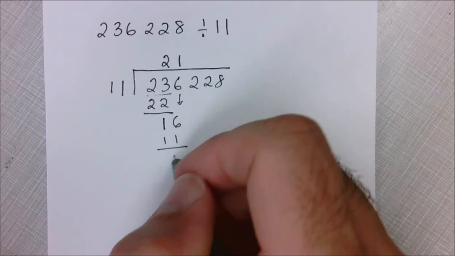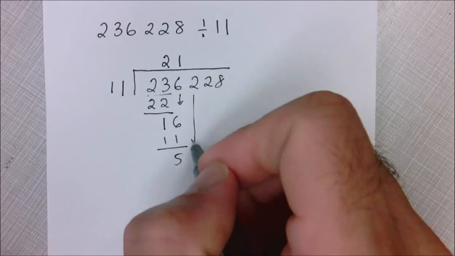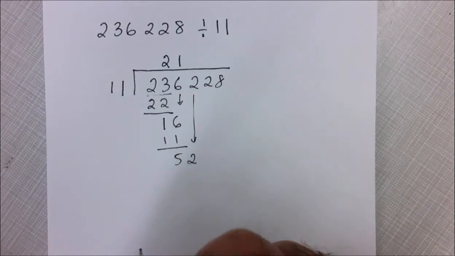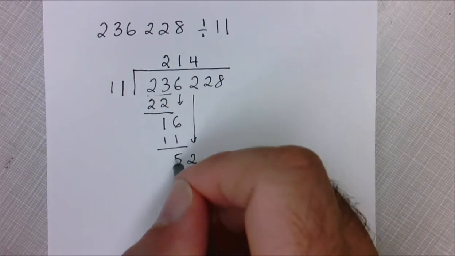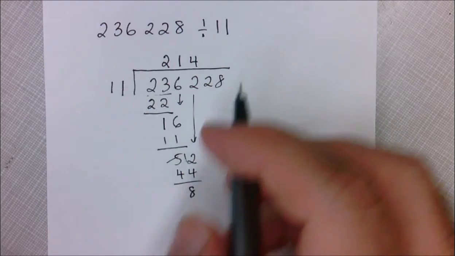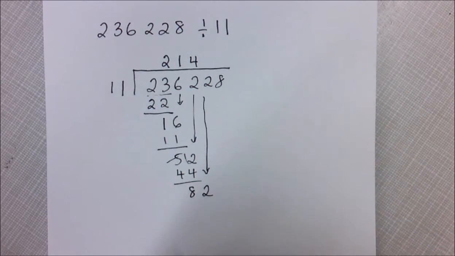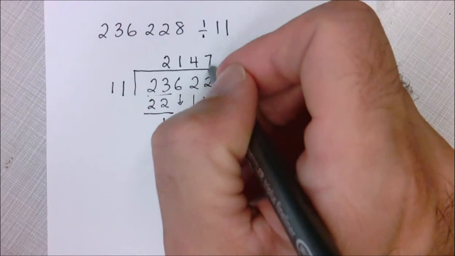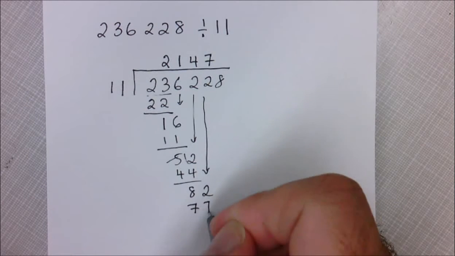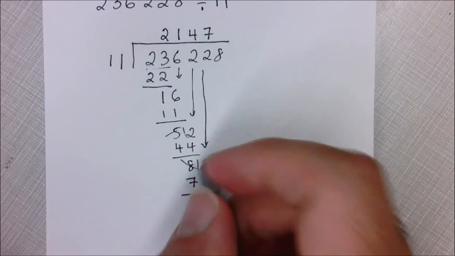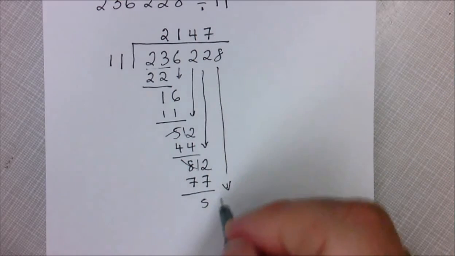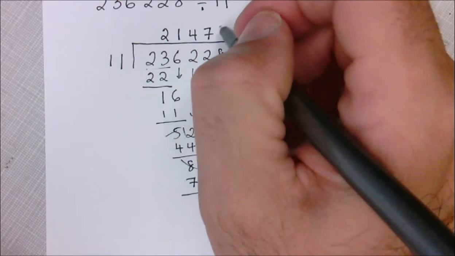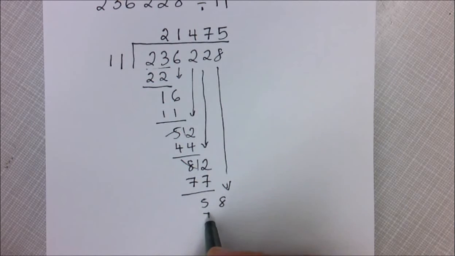Okay, so now 16 minus 11 is 5, so bring down our 2. So 52, how many times does 11 go into 52? It goes in 4 times. Okay, 44. So here, 12 minus 4 is 8. Bring down the 2 again. Okay, 82. 11 will go in 7 times, so 77. Okay, 12 minus 7 is 5. And now bring down our units digit, 58. And 11 goes into 58 5 times. Okay, so 55, 58 minus 55 is 3.